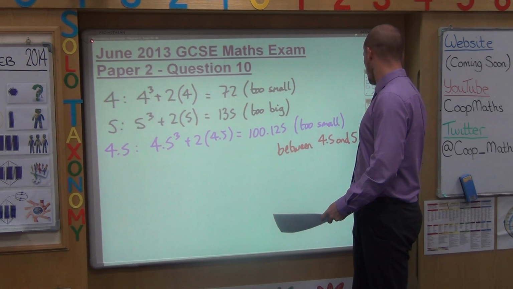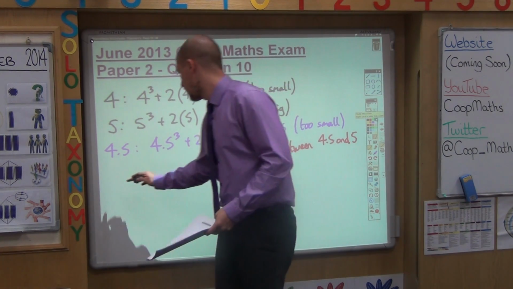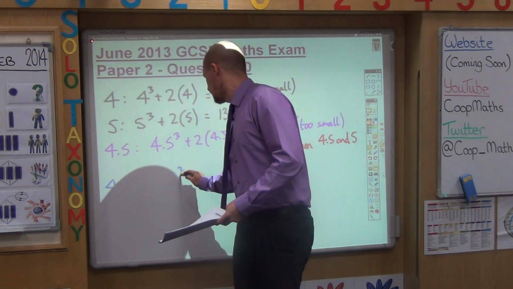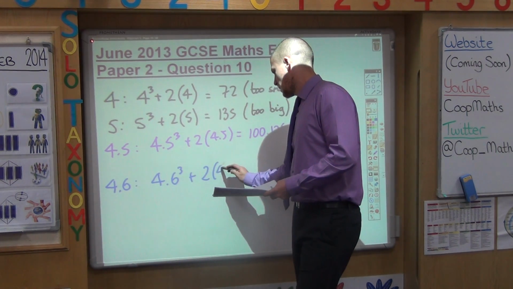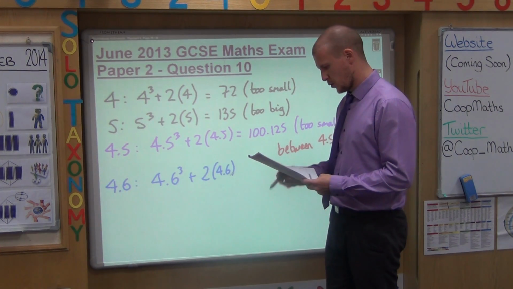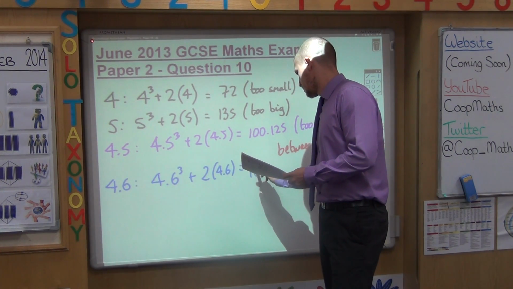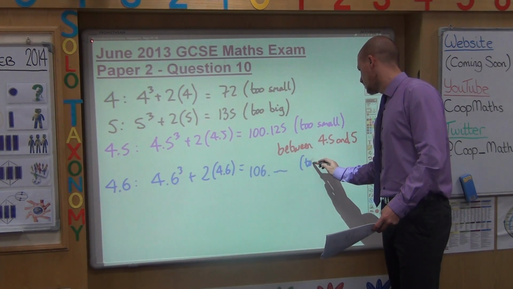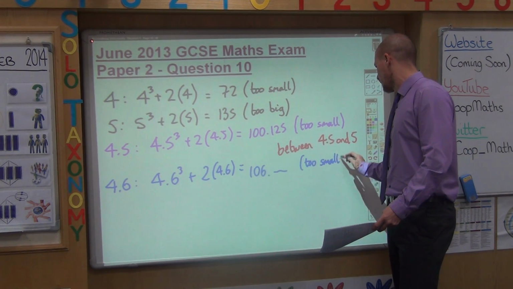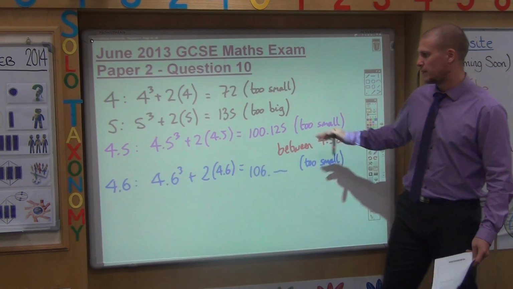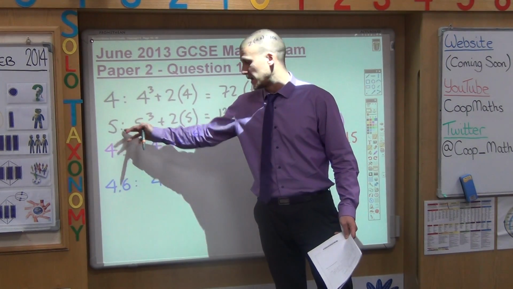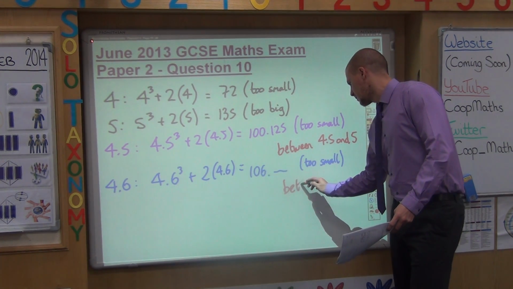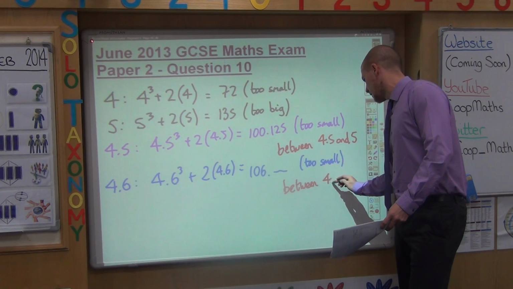Next value to try, completely up to yourself. Let's go with 4.6. Substitute 4.6 in, and your answer is 106. I don't even need to write the rest. 106 point something, that's too small. We were between 4.5 and 5. 4.5 was too small, 5 was too big. This is still too small, so we're going to be between now 4.6 and 5.